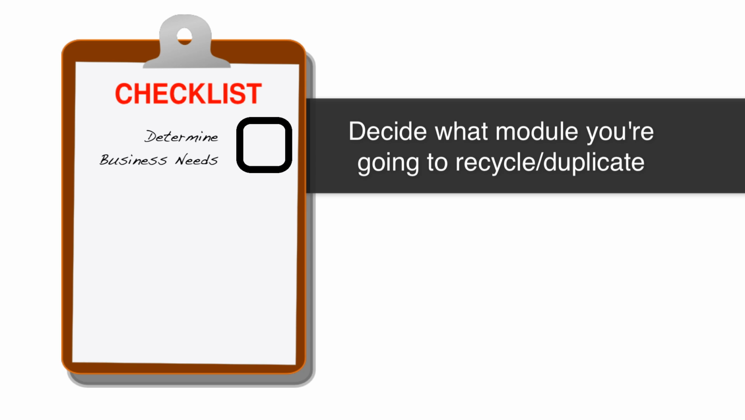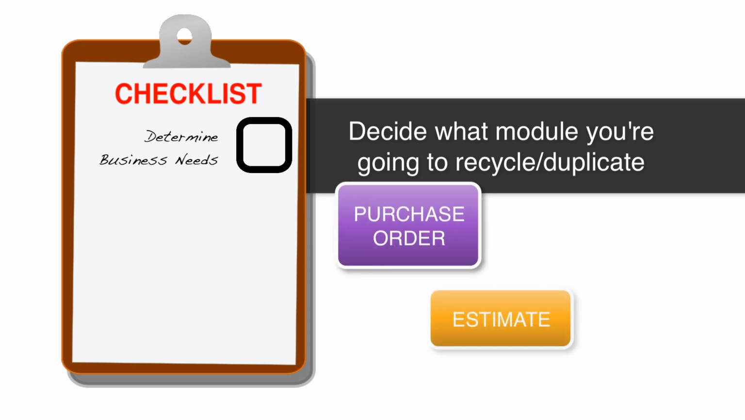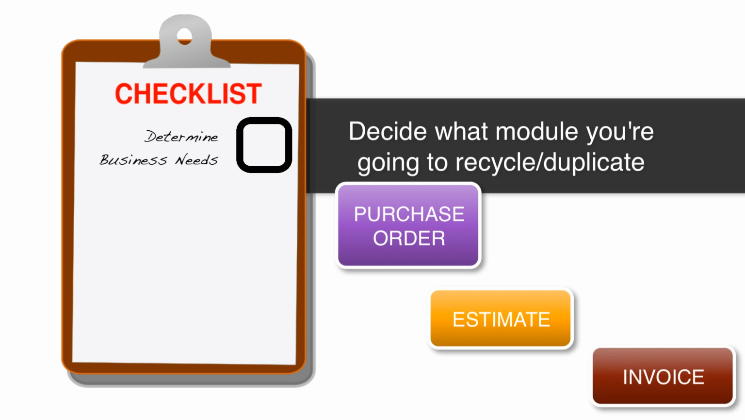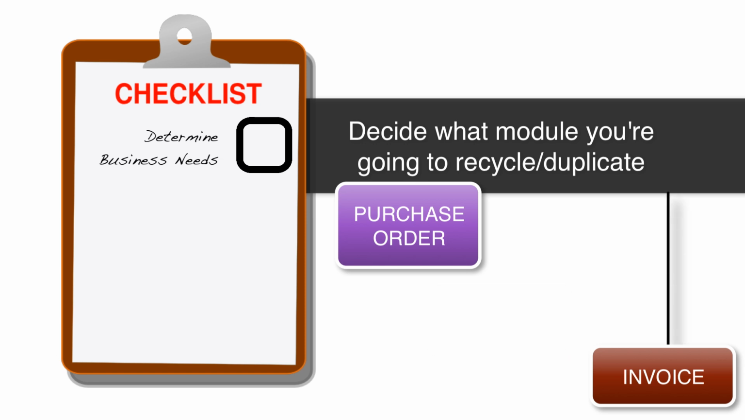Now keep in mind that you pick the module to recycle or duplicate based upon overall similarity. For example, a PO is very similar to an estimate, which is very similar to an invoice. It's a document with multiple line items in the document. So all 3 of those are somewhat similar. And so technically you could take the invoice module and duplicate it and create POs out of that instead. And this will help cut down on the amount of work you have to do to customize it for your new module.